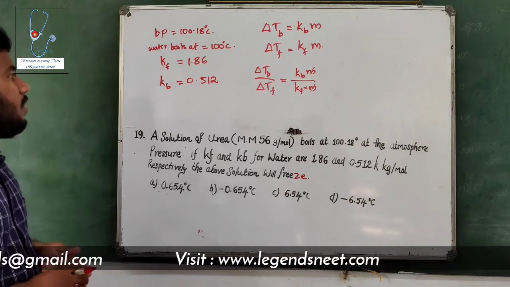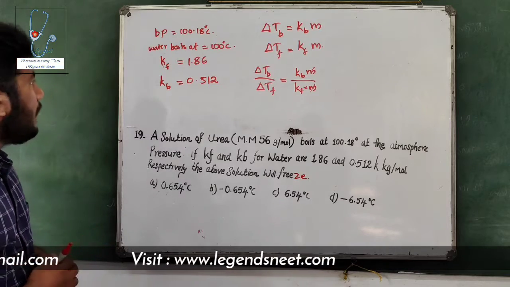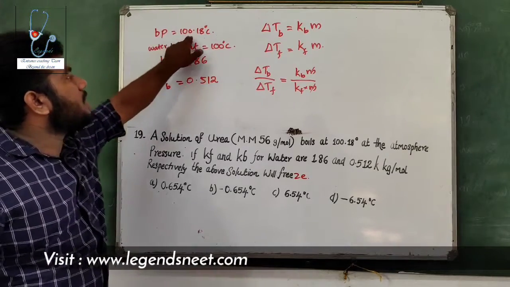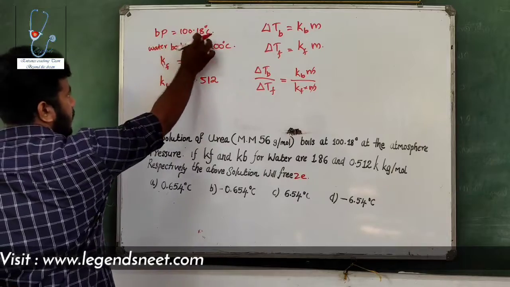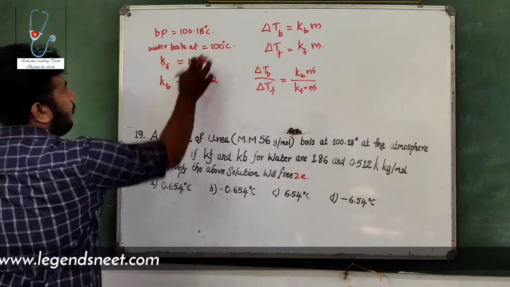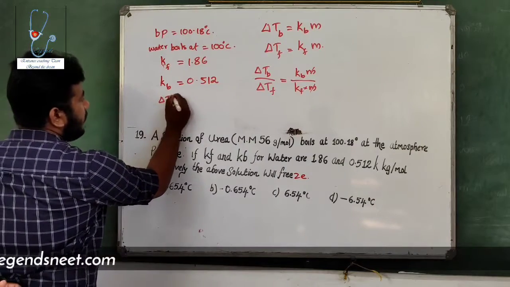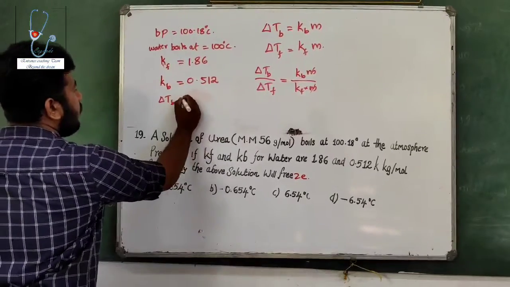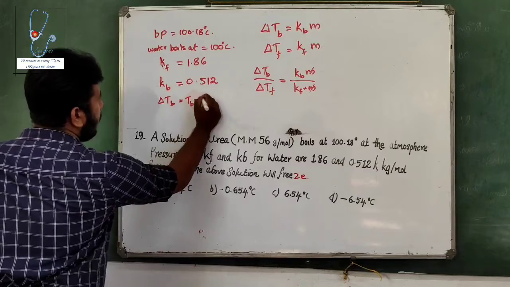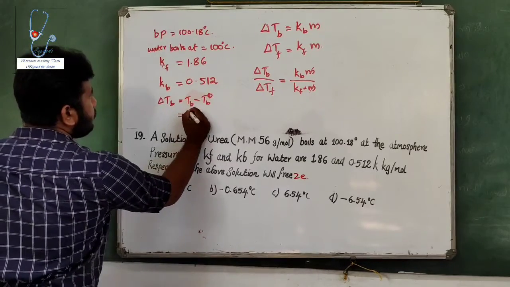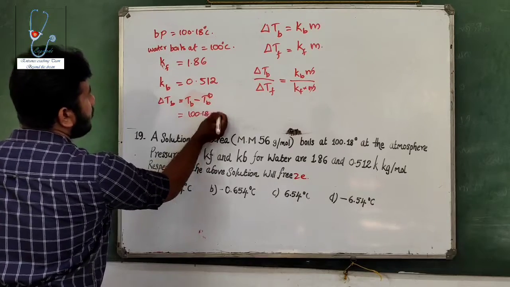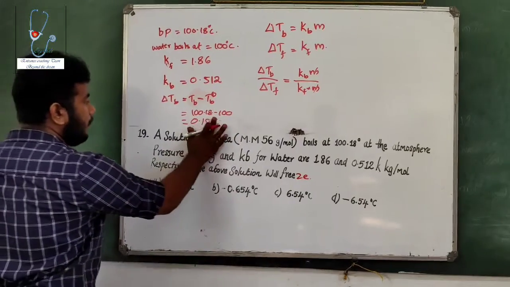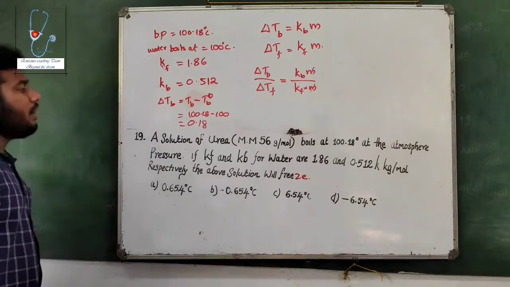What is Delta Tb? It is the elevation in boiling point. This solution boils at 100.18 degrees Celsius, and water boils at 100 degrees Celsius. Delta Tb is equal to Tb minus Tb0, so 100.18 minus 100 is equal to 0.18 degrees Celsius. Elevation in boiling point is 0.18.